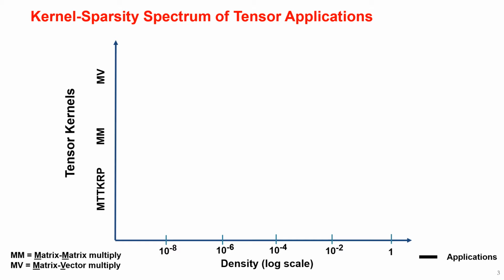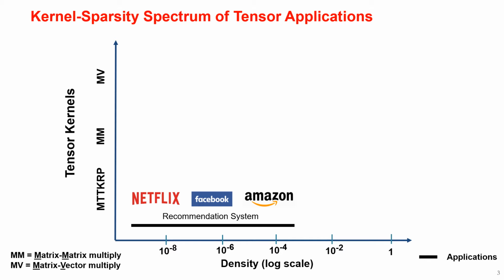As many of the real-world tensors are sparse and there are multiple tensor kernels, I will first show you how different application domains lie in the kernel density space. Here on the x-axis, I am showing the density of the tensor in log domain, and on the y-axis, I am showing three representative tensor kernels. The solid black lines will represent different applications. For MTTKRP, we have recommendation systems such as the ones in Netflix, Facebook, and Amazon. These recommendation systems operate on very sparse data.